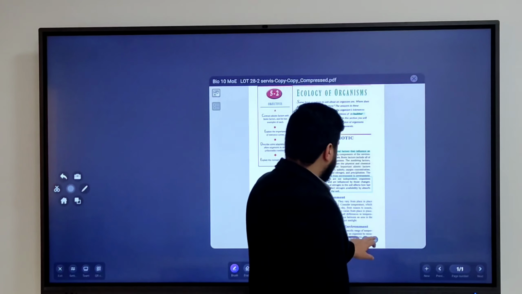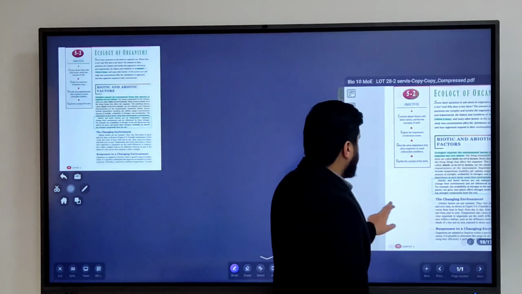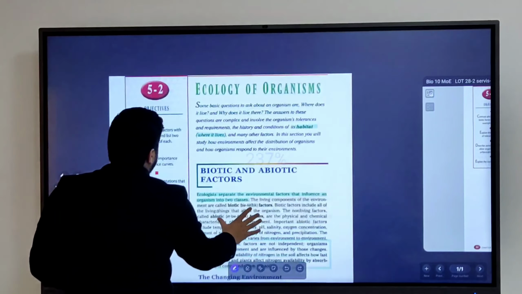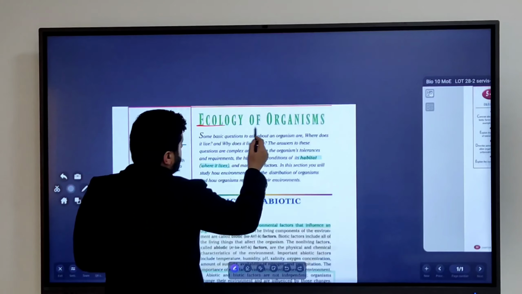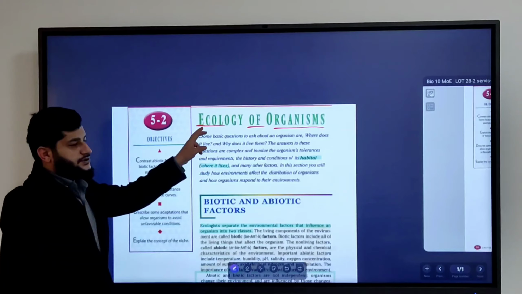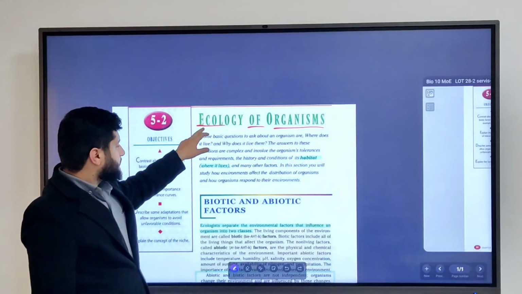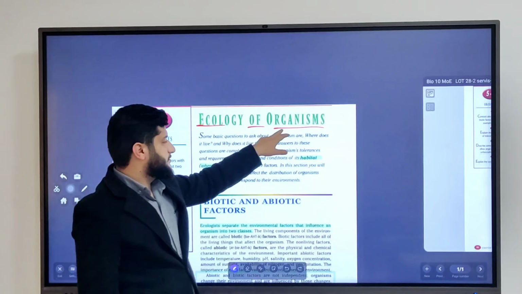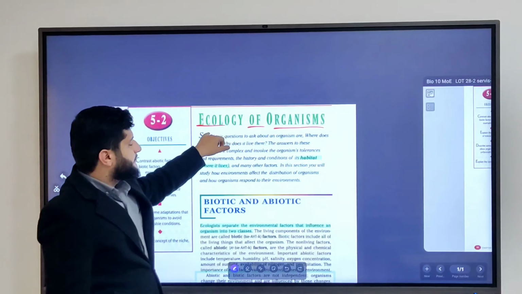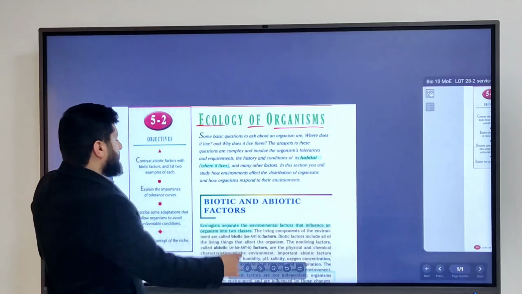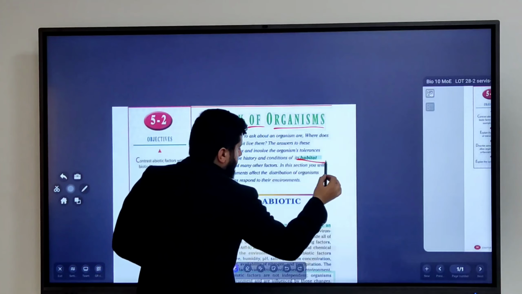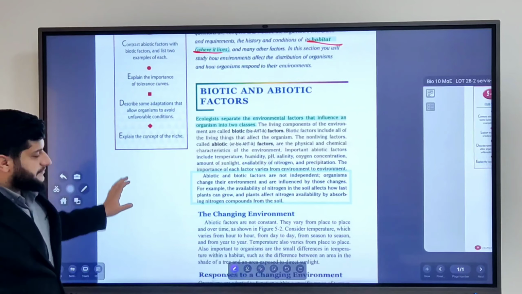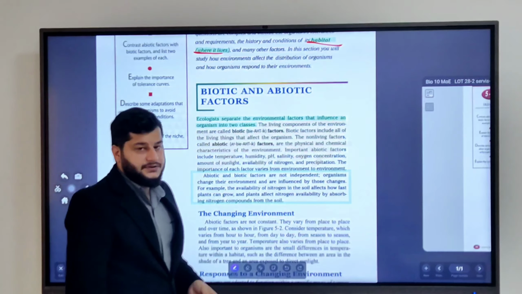After that, we come to ecology of organisms. Here, you can see in the title, it is ecology of organisms. If you remember, we said that ecology is the study of environment, okay? So we are going to study the environment of the organisms, or that place they live or they have. The first thing in this section is biotic and abiotic factors.